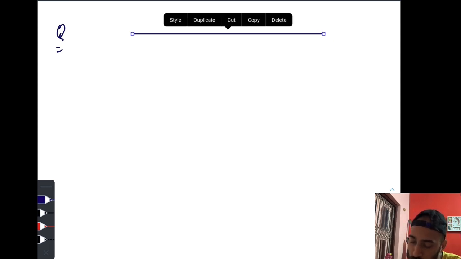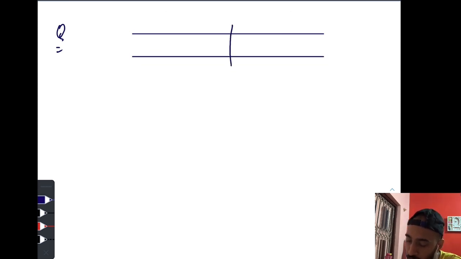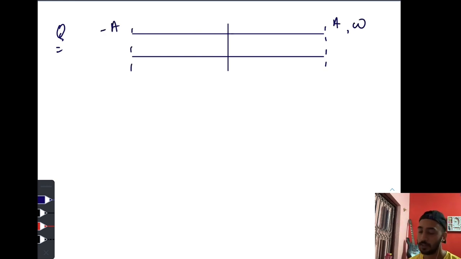Instead of taking one particle, let us take two particles. Suppose there are two particles performing simple harmonic motion having the same amplitude and same angular frequency. At t equals 0 the first particle is at x equals A by 2, velocity is in the positive direction, and at t equals 0 the second particle is at x equals minus A by 2 and velocity is in the negative direction.